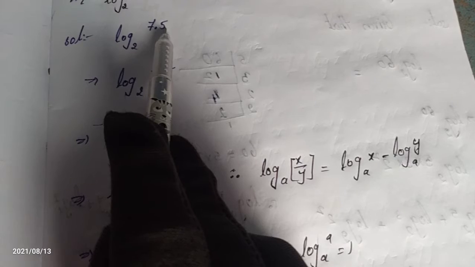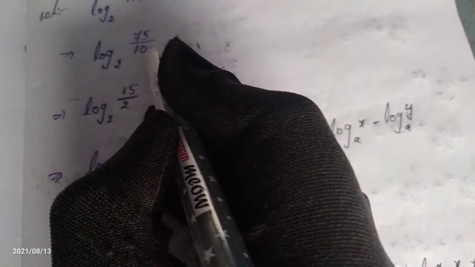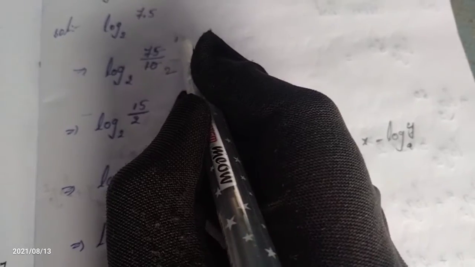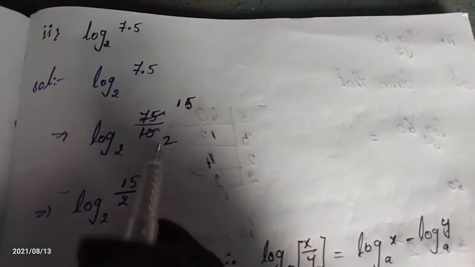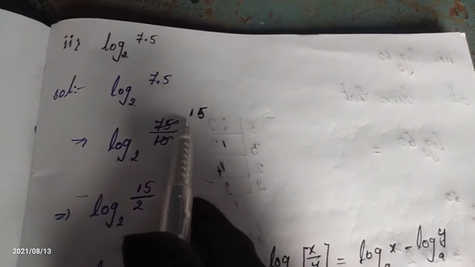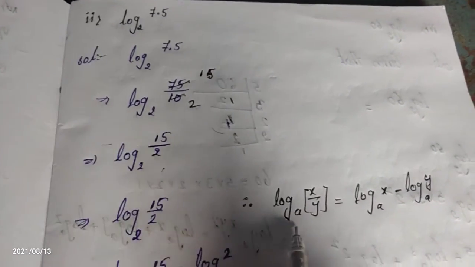After the decimal, how many numbers are there? Only one number is there, that's why we divide by only 10. After cutting, 5 2s are 10, 5 1s are 5, 5 3s are 15. I am cutting here. 5 2s are 10 and 5 1s are 5. How much is left? 2, and 5 5s are 25. So the total answer is 25 by 2. This expression is in the form of our log.